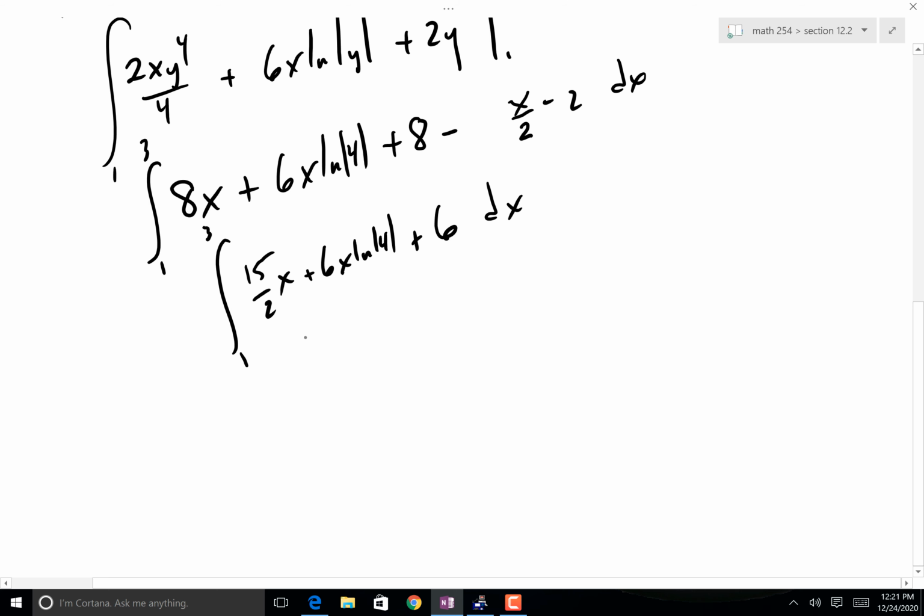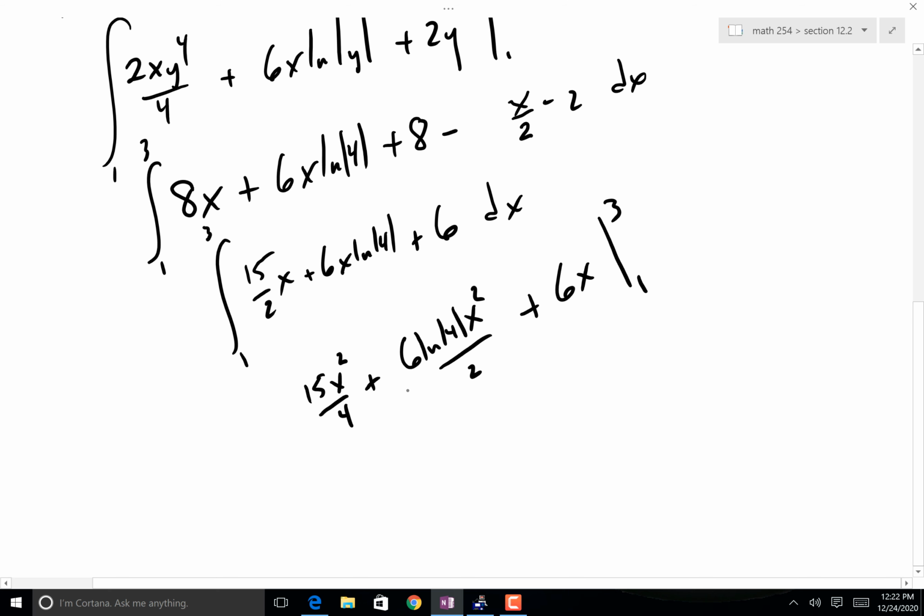So let's do this. All right. Well, when you do this, you're going to get 15 fourths x squared plus, again, ignore the ln of 4, it's just a constant, so it's going to be 6 ln of 4 times x squared over 2, plus 6x. That's it. And then from 1 to 3.